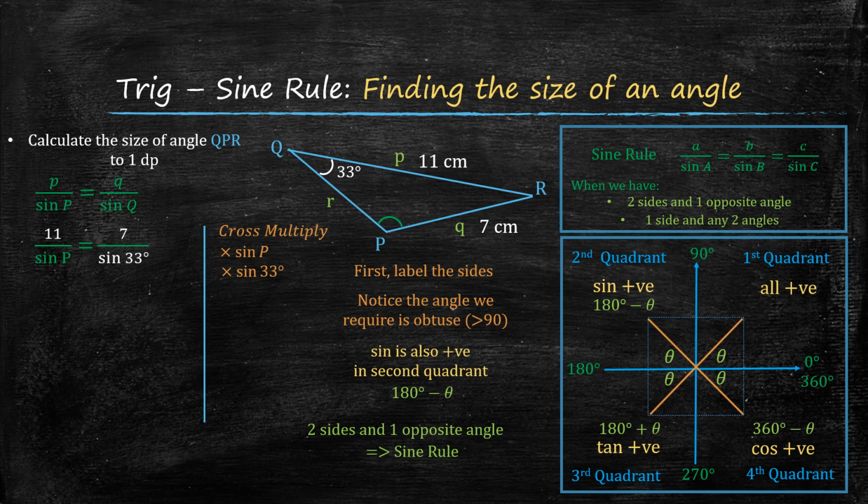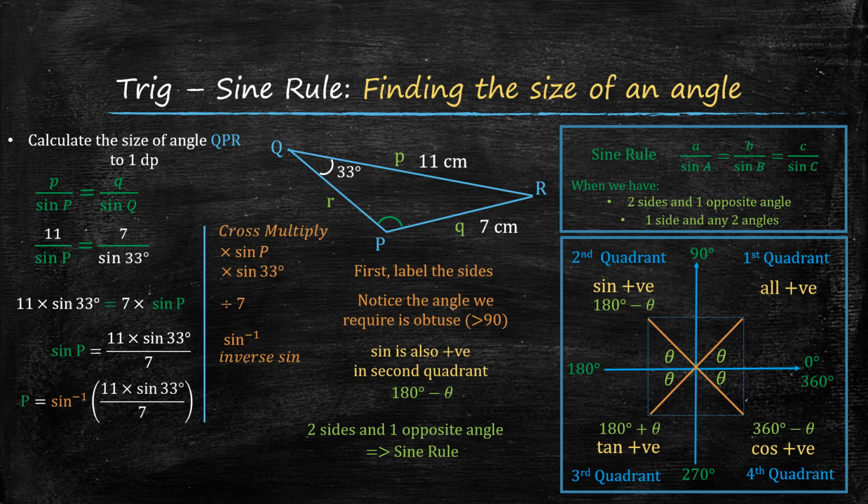Now, cross multiply by sine P and sine 33. This gives us 11 times sine 33 degrees equals 7 times sine P. Divide both sides by 7, we get sine P equals 11 times sine 33 degrees over 7. Now we want to take the inverse sine of both sides to get P on its own. So P equals sine to the minus 1, 11 times sine 33 over 7.